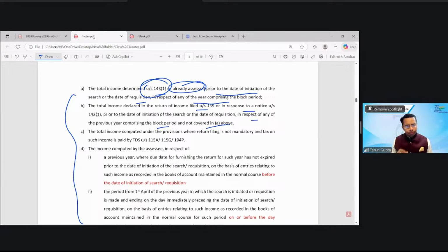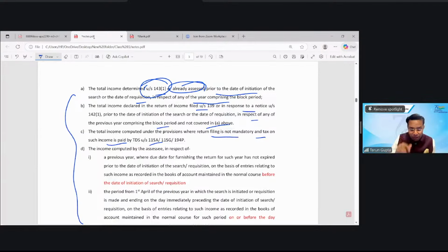Understood? The total income computed under the provisions where return filing is not mandatory and tax on such income is paid by way of TDS. So the law allows the assessee to not furnish a return of income if tax has been deducted. And accordingly, the assessee does not furnish a return of income. And therefore, if tax has been deducted, then this income should also not form part of undisclosed income. I hope you are with me.